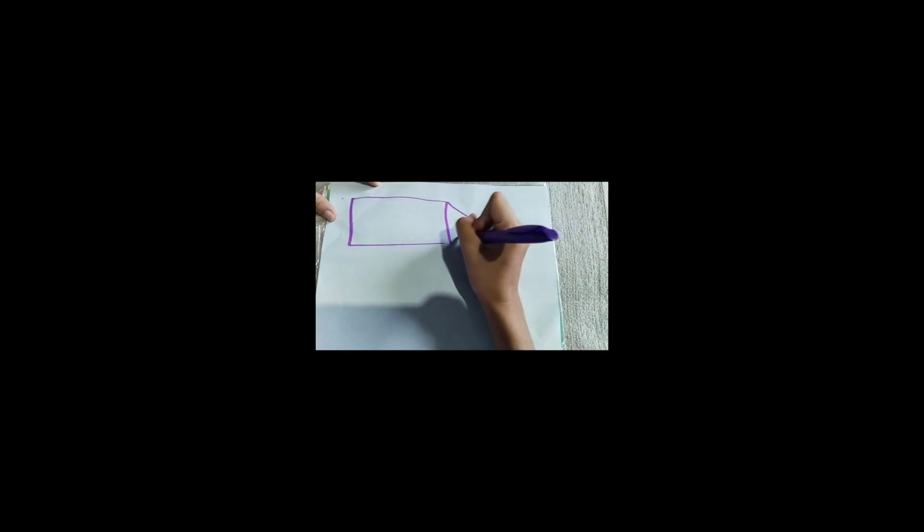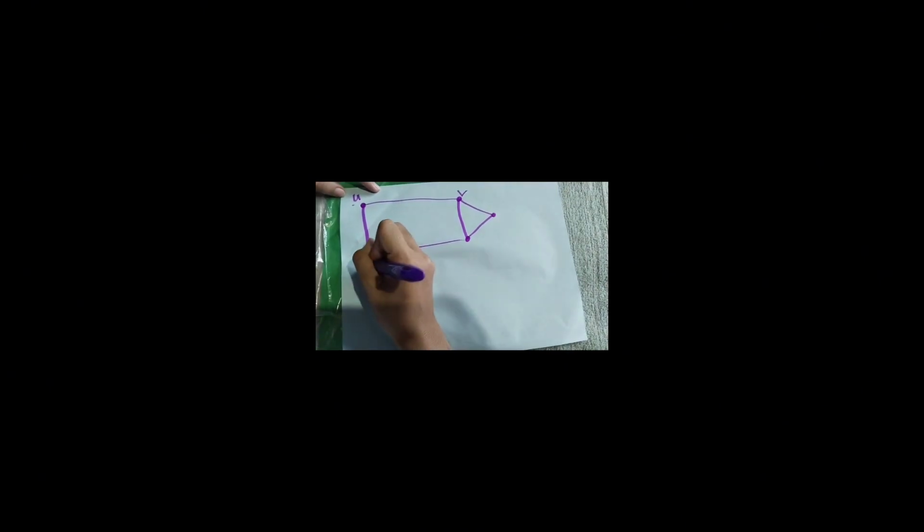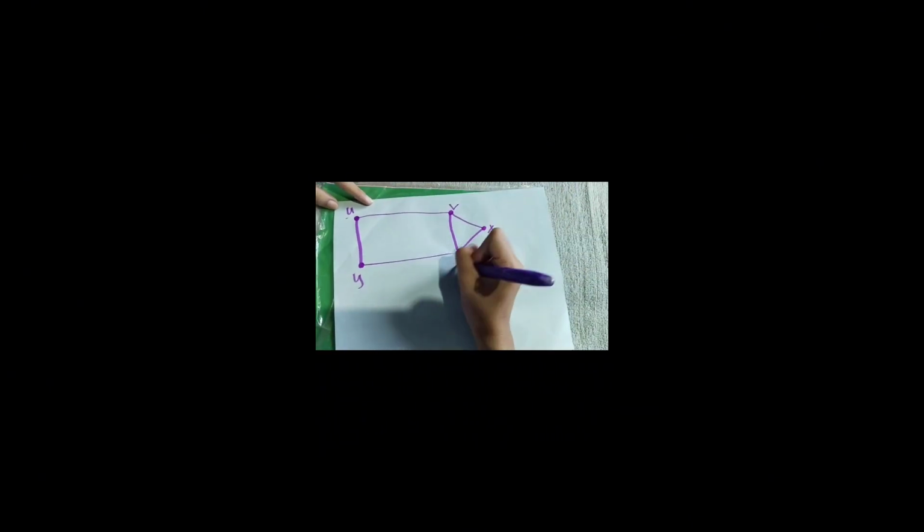We have to draw a graph like this. And we will put a point, a dot, on each side. These are vertex U, V, Y, X, and Z.